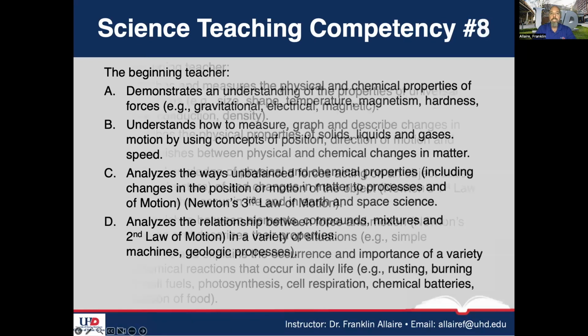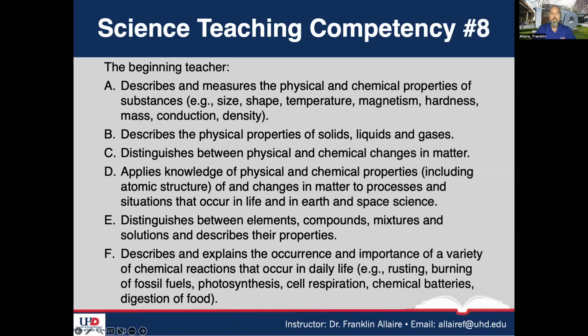The sub-competencies for science teaching competency number 8 are: the beginning teacher describes and measures the physical and chemical properties of substances, such as size, shape, temperature, magnetism, hardness, mass, conduction, and density; describes the physical properties of solids, liquids, and gases; distinguishes between physical and chemical changes in matter; applies knowledge of physical and chemical properties, including atomic structure, of and changes in matter to processes and situations that occur in life and in earth and space science; distinguishes between elements, compounds, mixtures, and solutions, and describes their properties; and describes and explains the occurrence and importance of a variety of chemical reactions that occur in daily life, including rusting, burning of fossil fuels, photosynthesis, cell respiration, chemical batteries, and digestion of food.